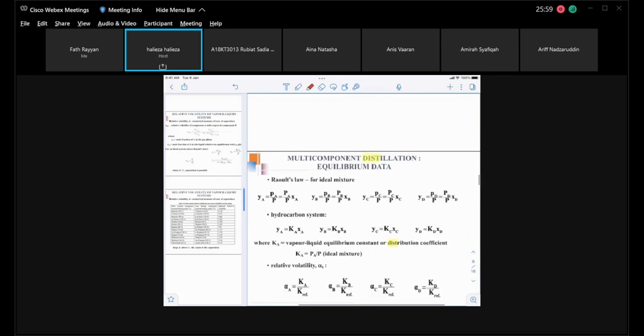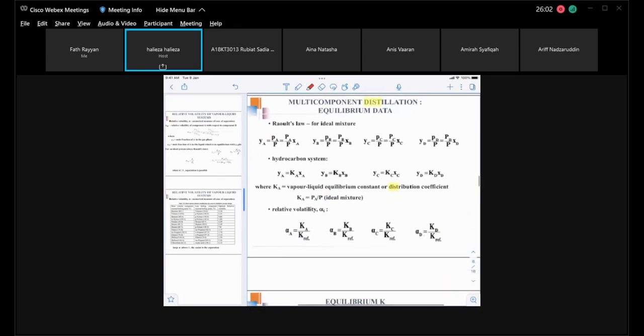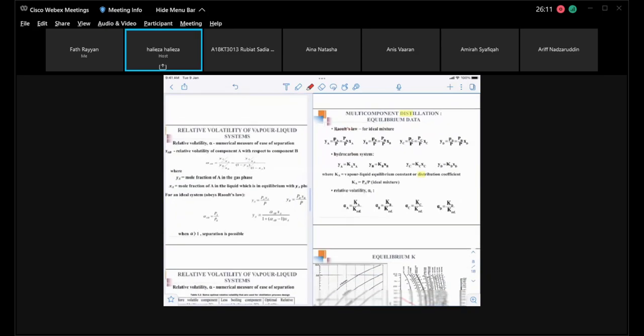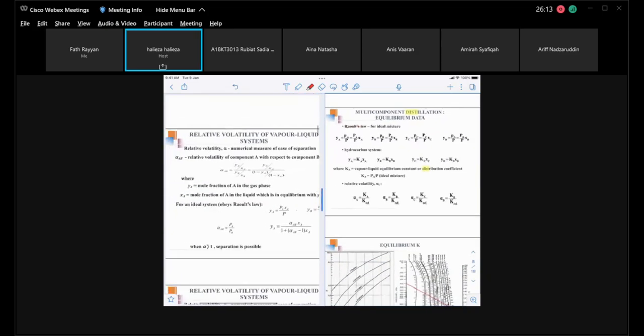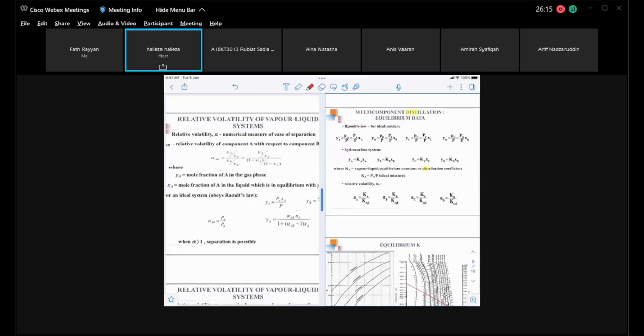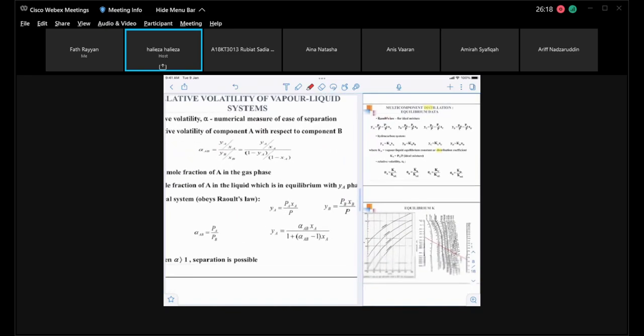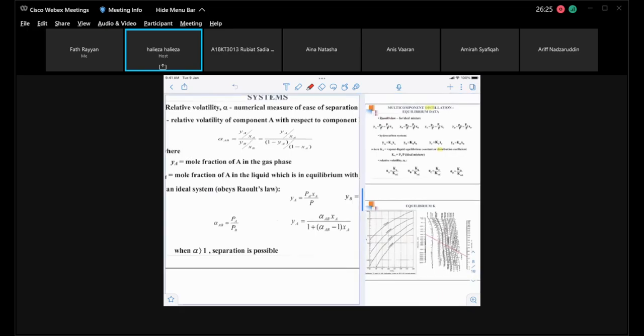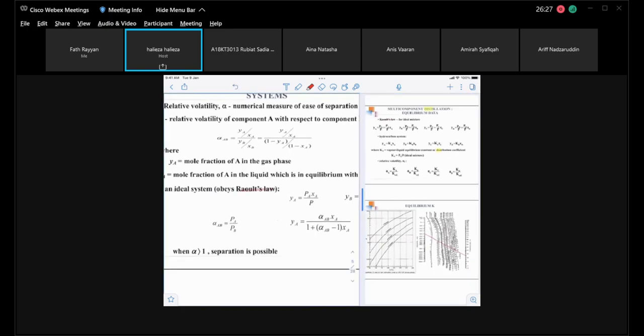Now, before we start looking at the calculation, we will review, revisit Raoult's law. Raoult's law, if you recall, we have Raoult's law over here, where we were looking at binary. So your Raoult's law is for an ideal system. For an ideal system. Okay, if it's not ideal, then you cannot apply Raoult's law.